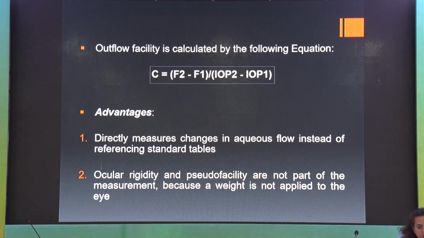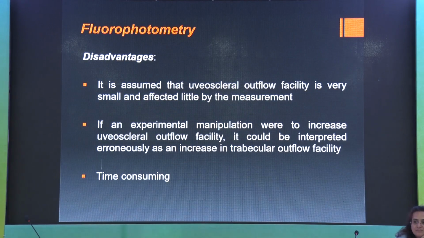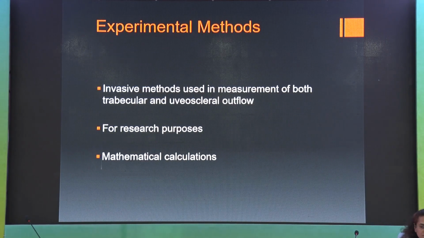The advantage of fluorophotometry is that it directly measures the changes in aqueous outflow. You don't need to worry about pseudo facility or ocular rigidity to confound your measurements. And these are better fluorotrons which have come up now. Mice are being used more often because as they age, their outflow rates are found to be comparable to human outflow rates, and they are easier and cheaper also. The disadvantages are the same: we assume the uveoscleral outflow to be negligible, and if experimental manipulation were to increase the uveoscleral outflow, then you will confound the results. And of course, it is time consuming.